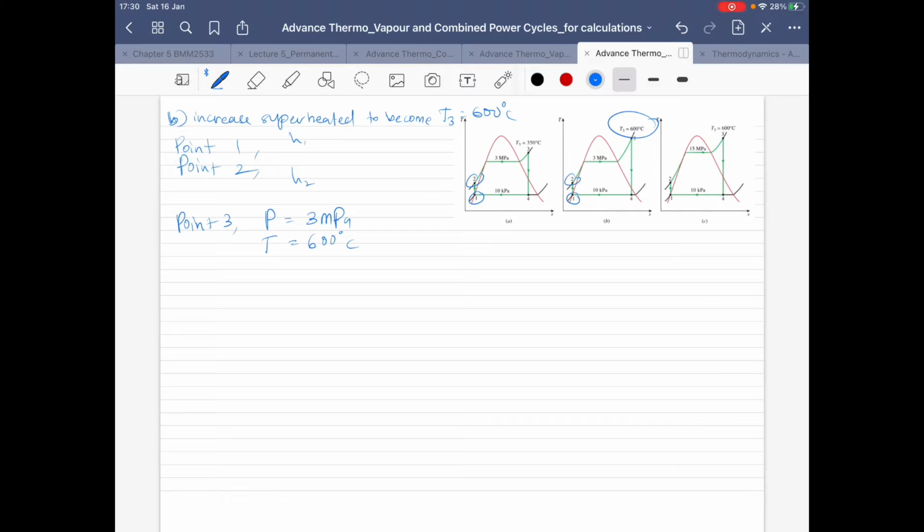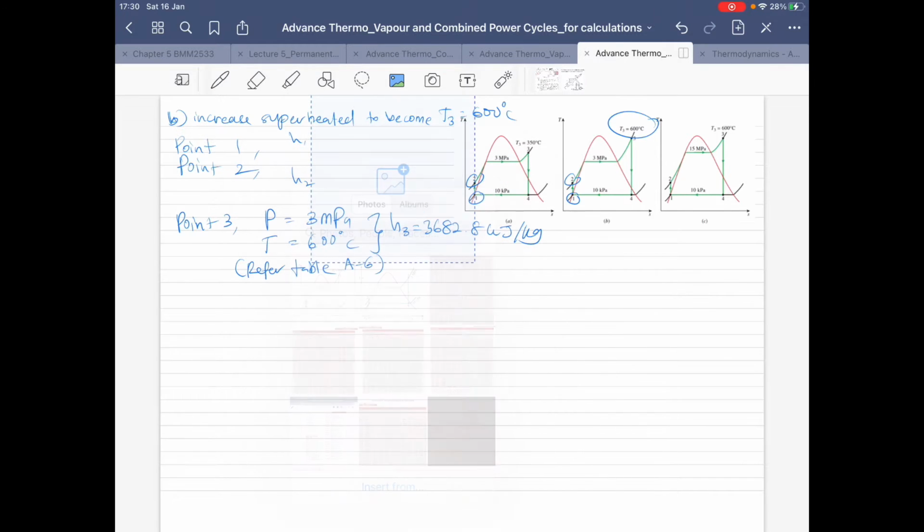So we refer to what table? Refer to which table, guys? Okay, table A6. That's the answer. Superheated state of the steam. So with 3 megapascal, temperature 600 degrees C, then we get H3 as how much? 3682.8 kilojoule per kilogram. If you're not very clear, I show you A6.